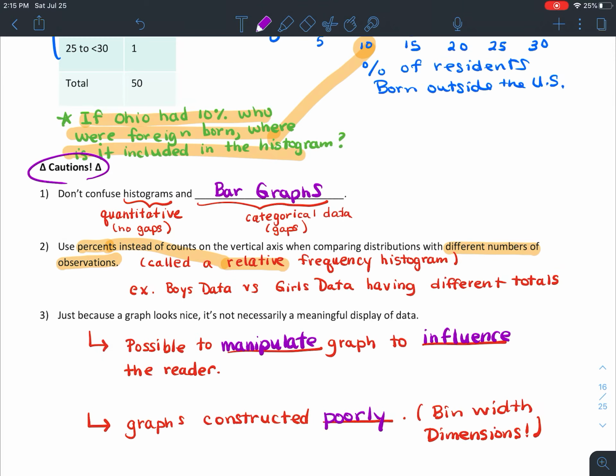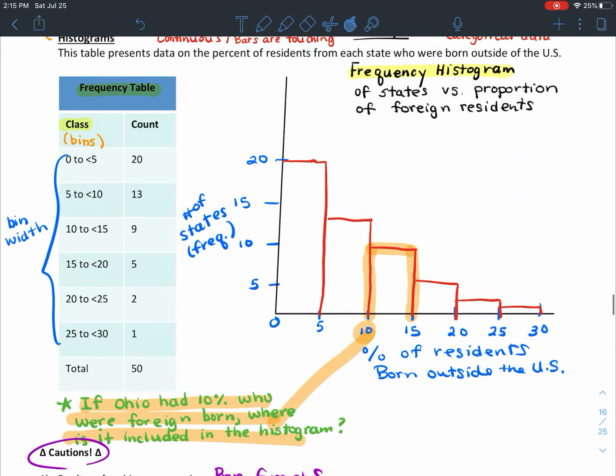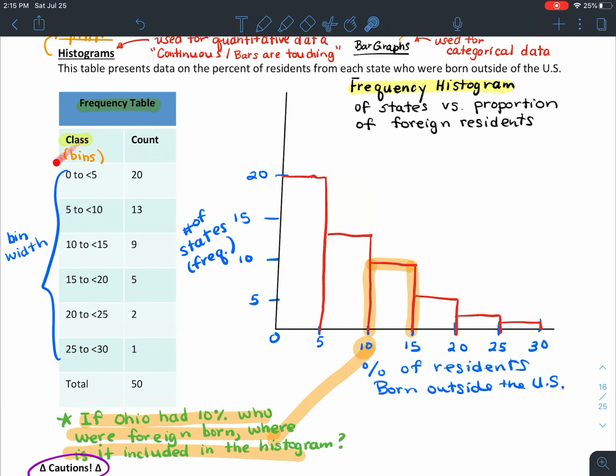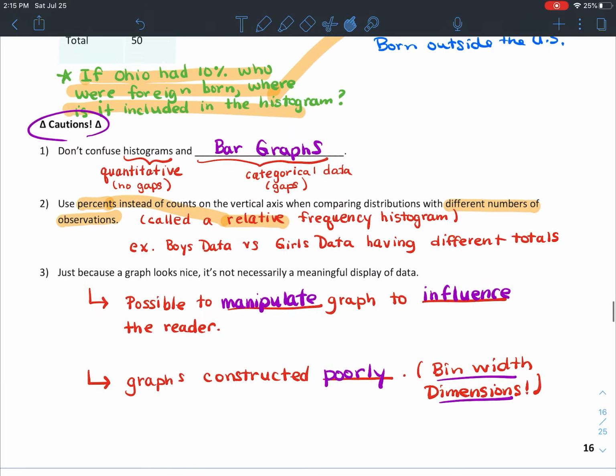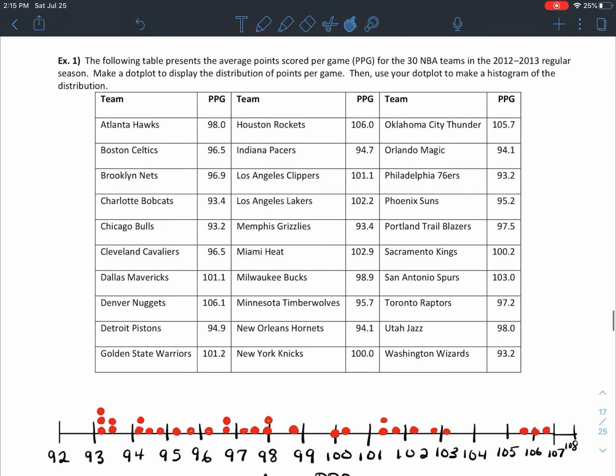Okay, and graphs that are constructed poorly is another thing that you want to be cautious of, okay? We want to watch for that bin width dimension. Now, if you're wondering how did they decide, because we don't have the actual set of data, we don't know what all the individual data pieces are. With a histogram, you're given a range and then you know the count that falls in that range. But if you're wondering how did they arrive at the fact that these classes or bins should be a width of 5, a lot of times if we're going to make a histogram, we might do that on the calculator, and the calculator will kind of set that up for us. But we'll just take a quick look on the next page, a little bit of doing this here.